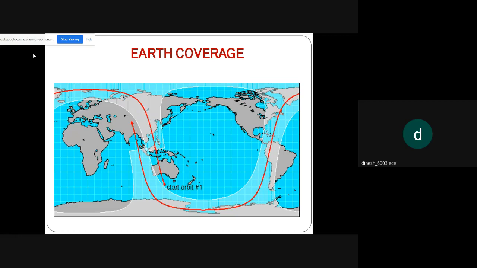So this is the Earth coverage as an example of a small orbit with the ascending as well as the descending. You can see a wave structure.